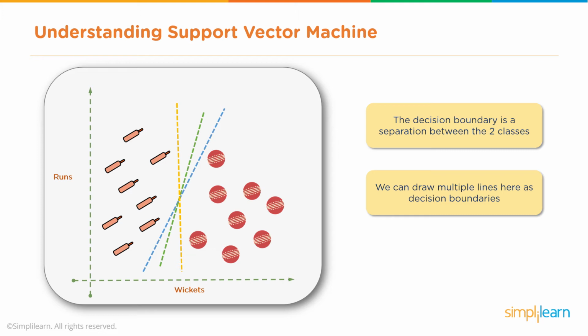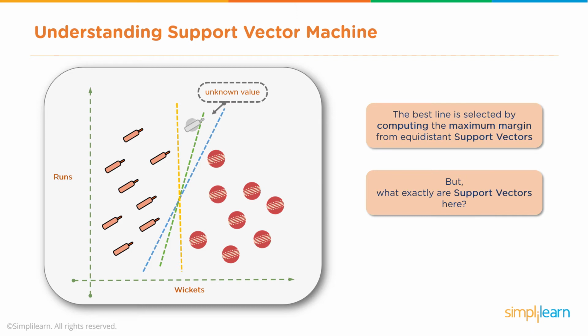Once we have the correct line, we would be able to classify the new data point. But in this example, you can see if we pick yellow, the new data point would be a bowler. But if we picked green or blue, the new data point would be a batsman. So we need the one that best separates the data. What line best separates the data? We'll find the best line by computing the maximum margin from equidistant support vectors.